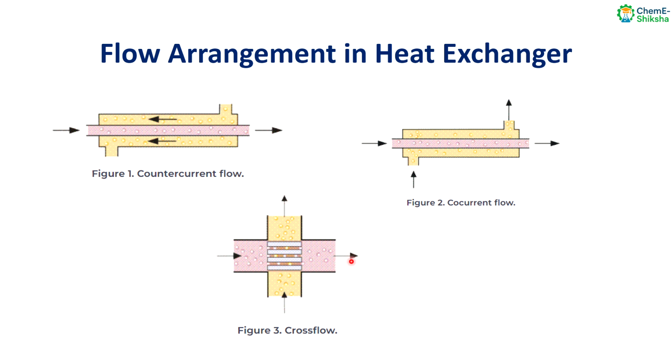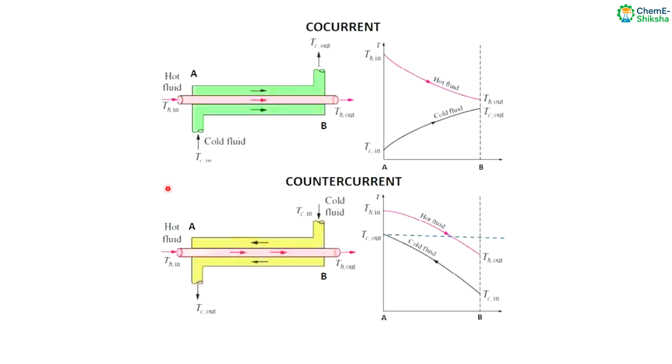Now the question is, which type of flow configuration is more efficient, or which flow configuration is better? The answer is actually the counter current flow configuration. So let's see in this graph. In case of concurrent flow, as I told you, when the hot and cold fluids are entering the heat exchanger, the temperature difference is maximum, and when they are exiting the heat exchanger, the temperature difference between these two is minimum.